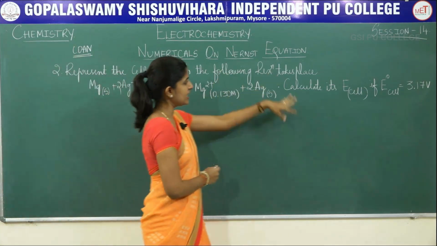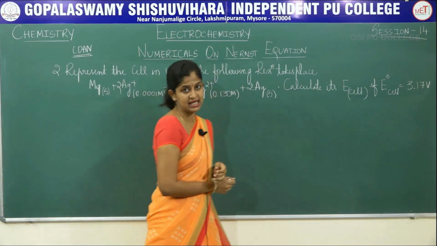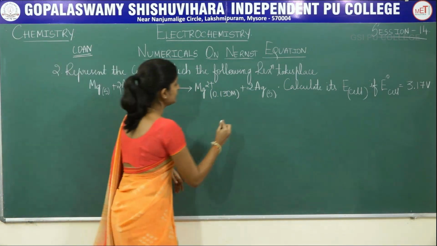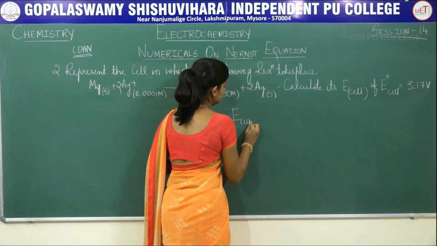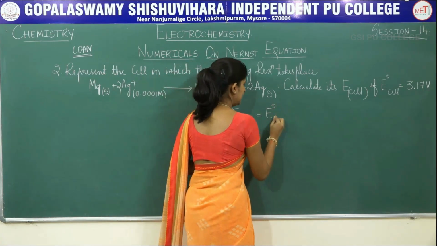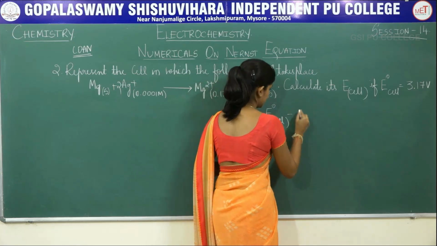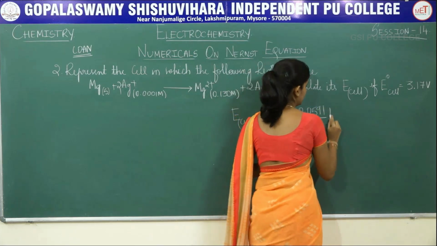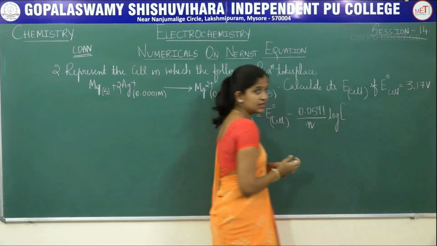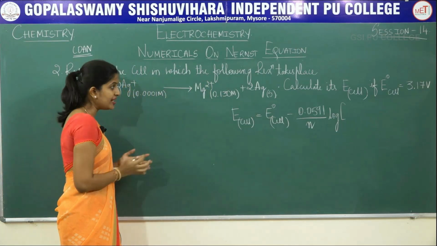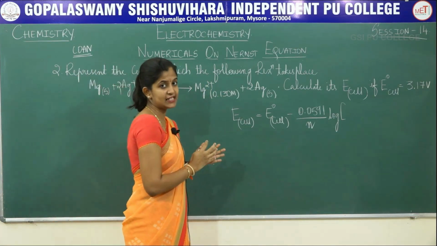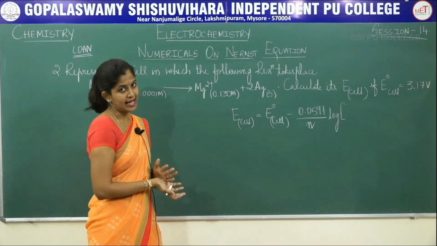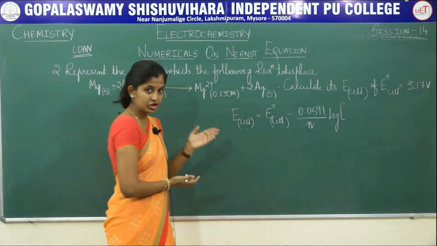Now we have to solve the second half of the question, that is you have to calculate the E cell using your Nernst equation. So the equation becomes E cell is equal to E naught cell minus 0.0591 divided by n log of, since it is not a half cell, it is a complete cell, oxidized form by reduced form. That's nothing but simply product divided by reactant. I have already derived this equation in your previous session.